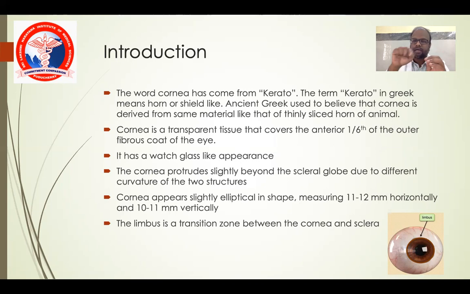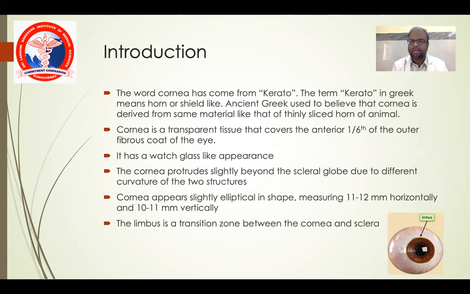Why? Because of different curvatures of both the sclera and the cornea. The sclera has a larger radius of curvature, while the cornea has a smaller radius of curvature. Coming into the anatomy proper, the cornea appears slightly elliptical. It is elliptical horizontally, with the horizontal diameter measuring 11 to 12 millimeters, and the vertical diameter measuring 10 to 11 millimeters. There is a transition zone between the cornea and the sclera.